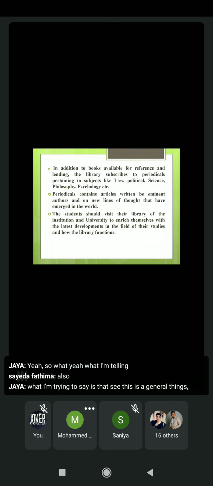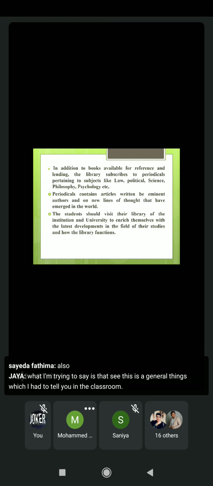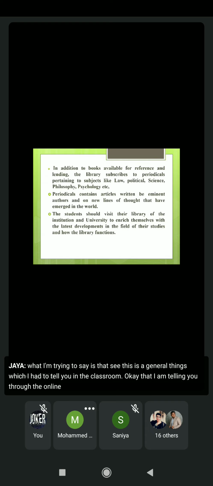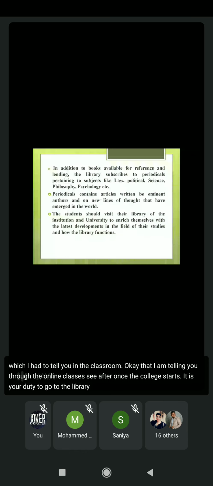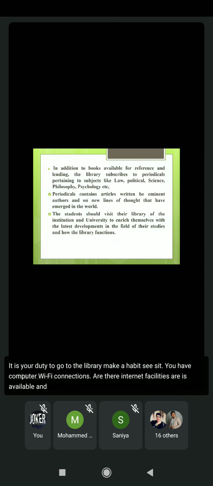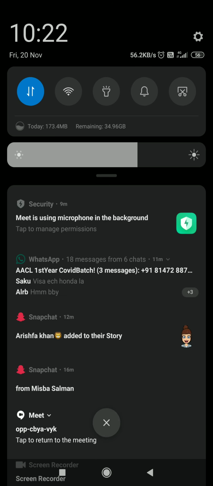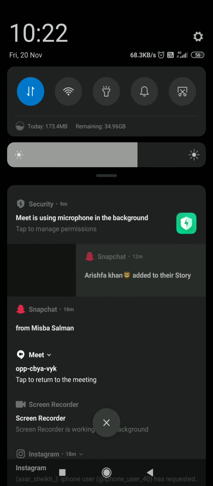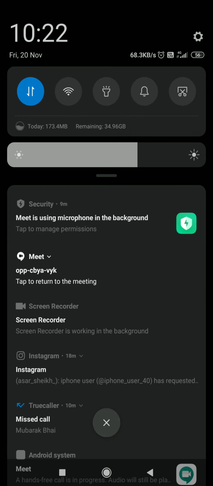What I'm trying to say is that this is the general thing which I had to tell you in the classroom, that I'm telling you through the online classes. Once the college starts, it is your duty to go to the library. Make a habit. Sit. You have computers, Wi-Fi connections, internet facilities are available, and many textbooks, newspapers, periodicals, journals are there. Why don't you make use of it? It is meant for you. It might be any subject for that matter.